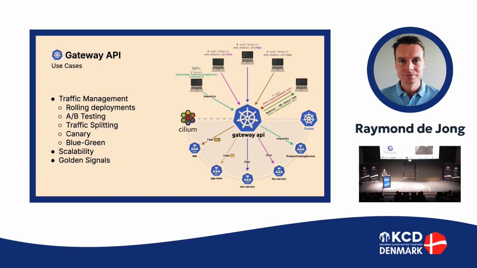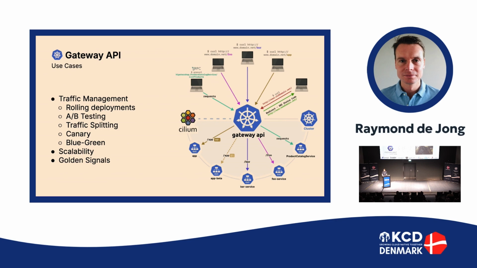Typical use cases are traffic management, layer 7 routing, forwarding specific paths to specific services, also A/B deployments, A/B testing, traffic splitting, canary rollouts, and such. It provides scalability, north-south load balancing. Introducing Gamma, we also do east-west load balancing with Gateway API.